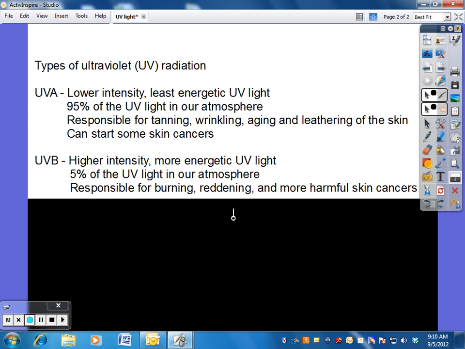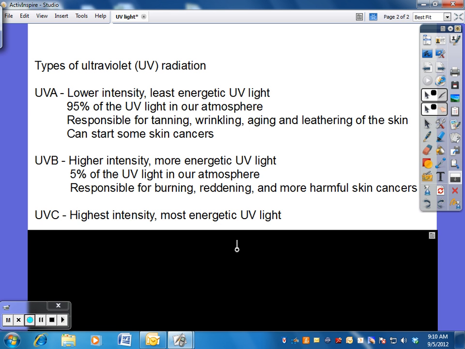If you've heard of or know somebody who's had melanoma, that's an extremely deadly form of skin cancer, and that's caused by exposure to ultraviolet B light. And then there's also actually ultraviolet C light, which is the highest intensity, most energetic ultraviolet light, but our atmosphere filters out ultraviolet C, so that never reaches down to Earth.